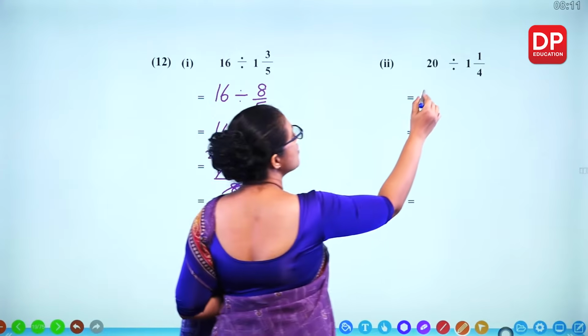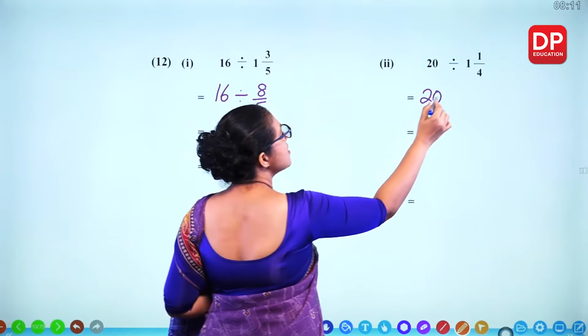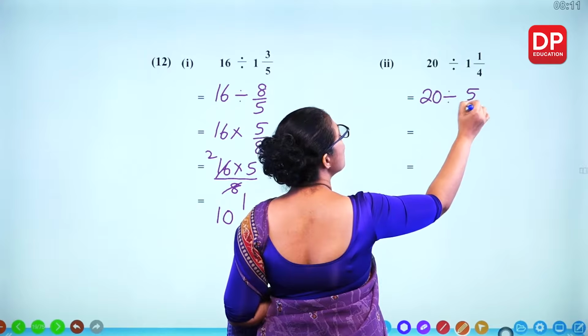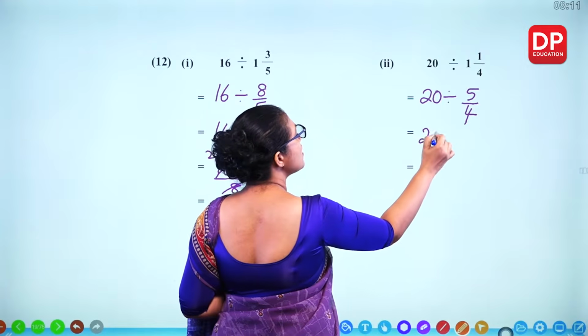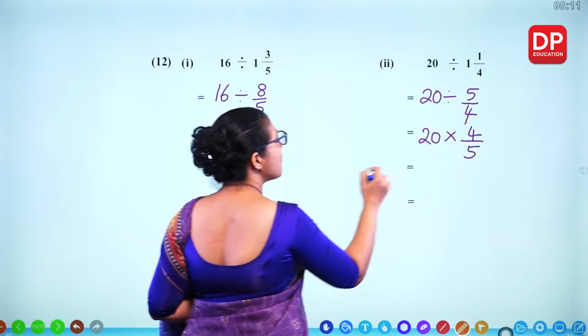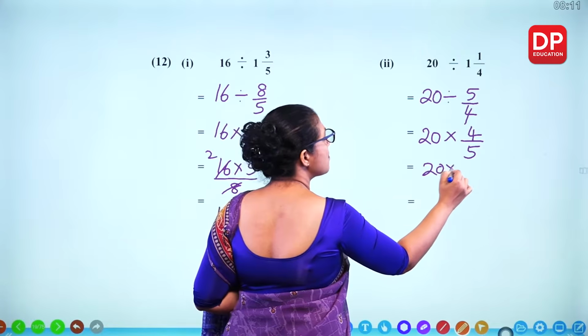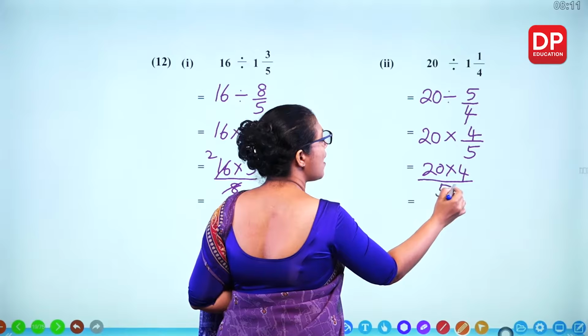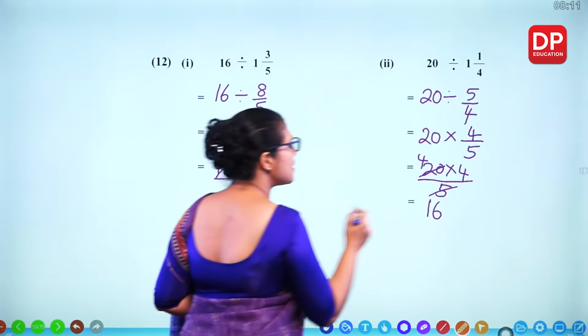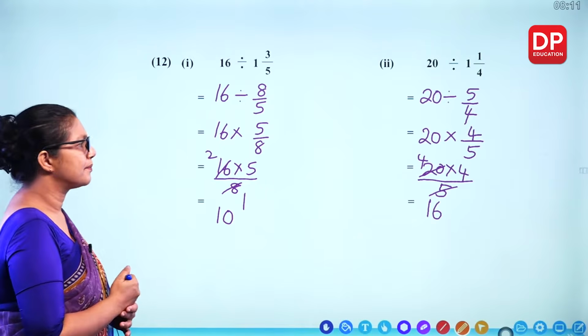This one, 20 divided by 4 times 1, 4 plus 1, 5 over 4. So 20 you can multiply by the reciprocal, 4 over 5. That means 20 multiplied by 4 divided by 5. 5 times 4. 4 times 4 becomes 16.